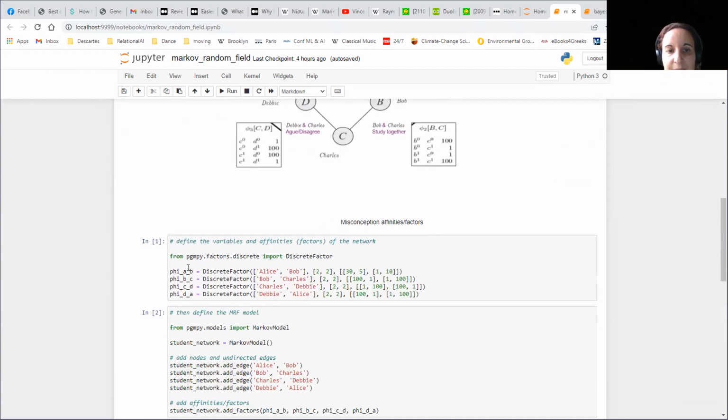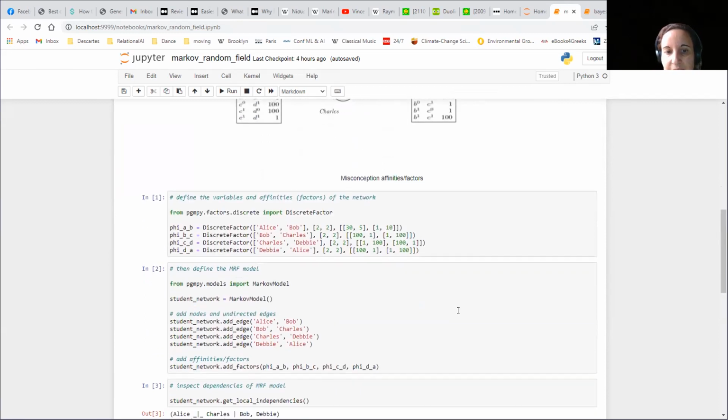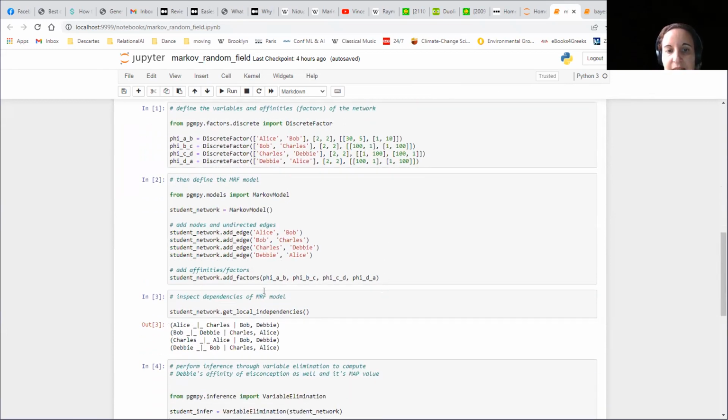I used the pgmpy software again, another simple software that does simple factor graph analysis. So we'll define that as factor graphs. Again, the factor graph is the MRF, but we also add the functions. So the factors, that means the functions. So we define the discrete factors as we define them here. And then we add the edges between Alice and Bob, Bob and Charles, Debbie and Alice. And we also add the factors.